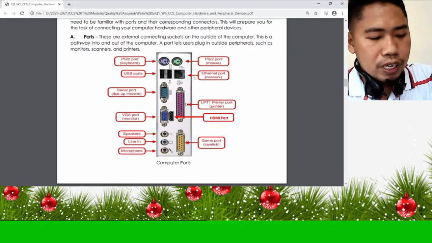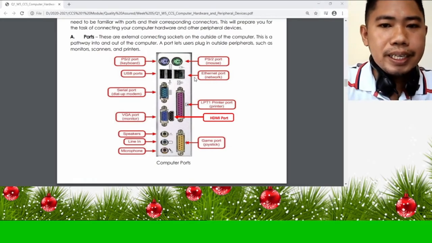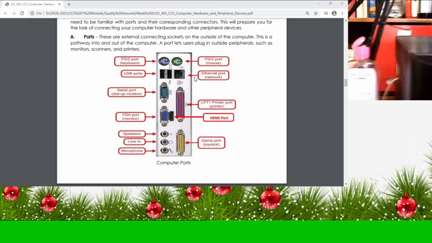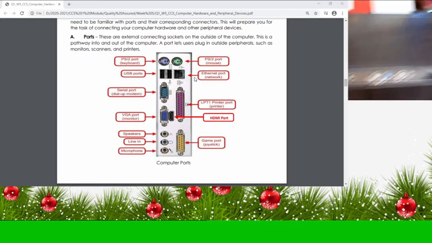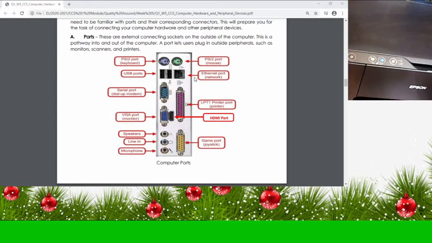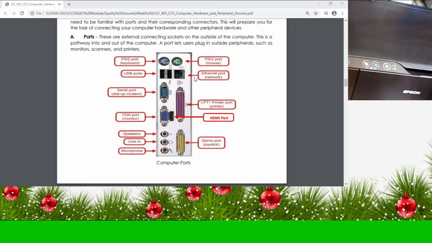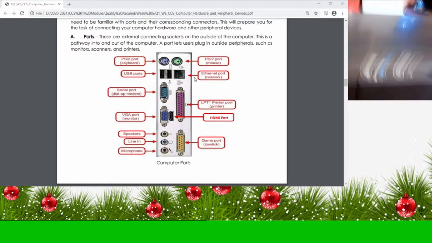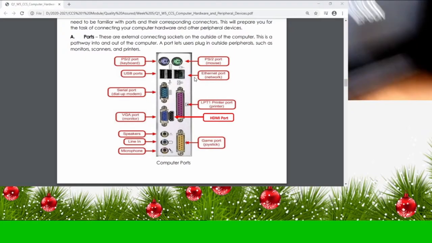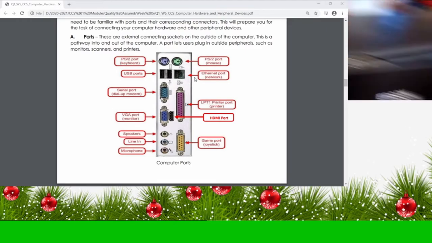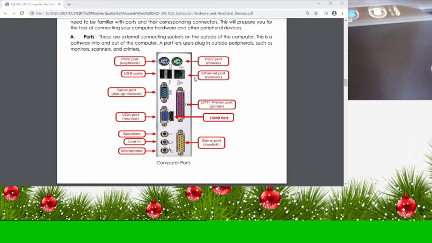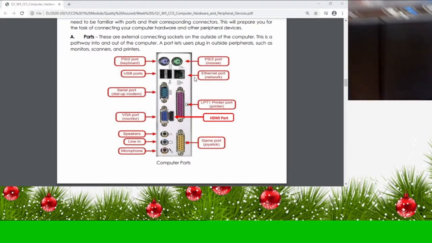So, for example, here. Show it. What do you think is this? This is called a... Write it in the comment. What do you think is the function of this one? Okay, this is called a printer. What is the function of a printer? Of course, it will print a hard copy of your document or picture or anything.